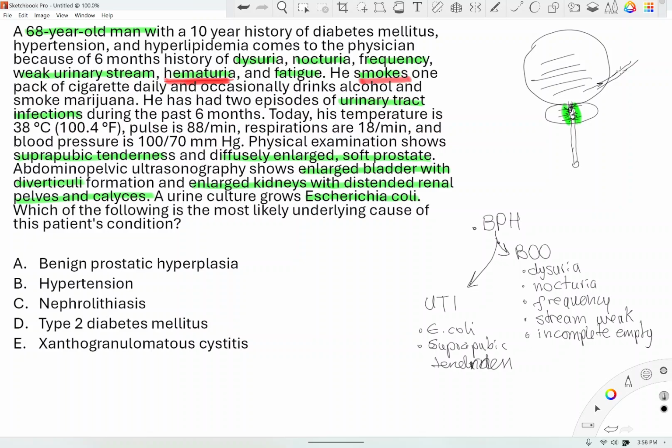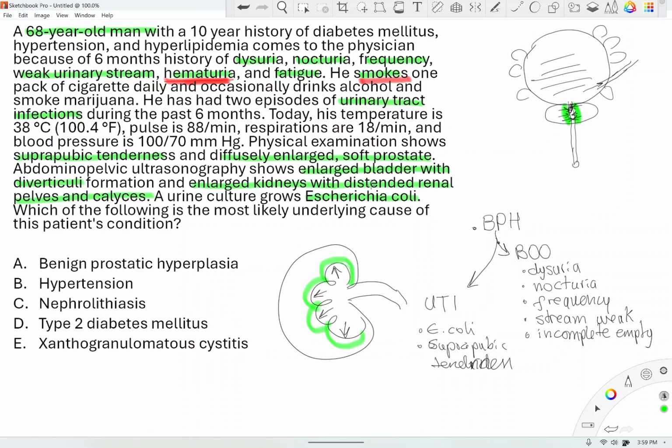That's called diverticuli. If this is the kidney and here's the ureter, the kidney has these calyces. As urine accumulates, it pushes on these calyces, the major and minor calyces or the renal pelvis, and they can expand, dilate and become enlarged. Okay, and the kidney will atrophy. And that's what the question is telling you, that this person has an enlarged kidney with distended renal pelvis and calyces. So these are all complications of BPH.